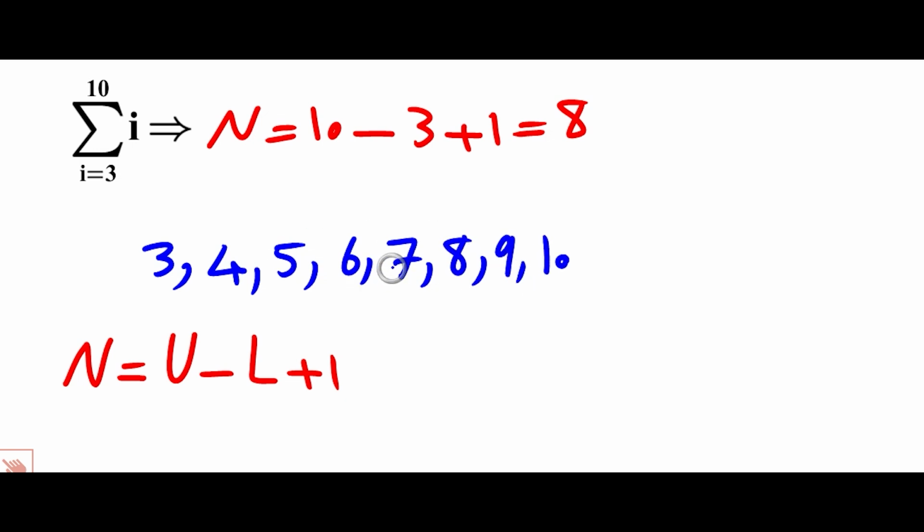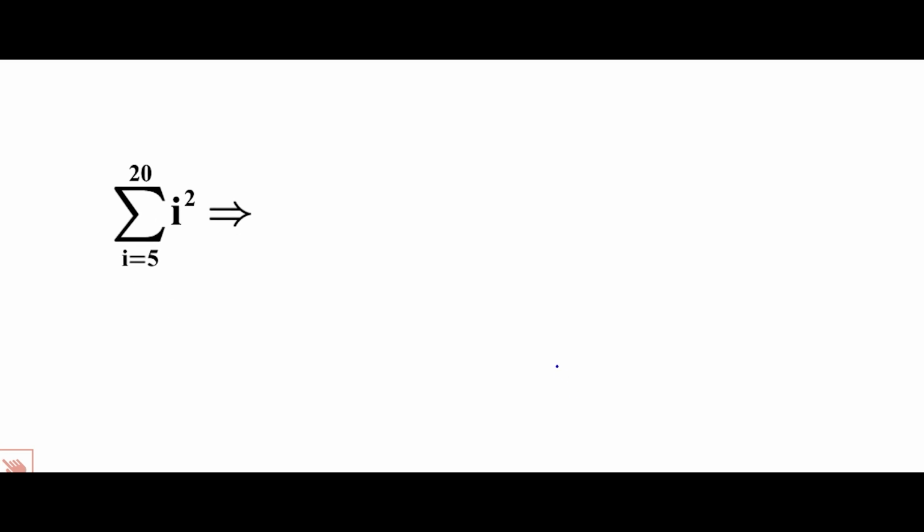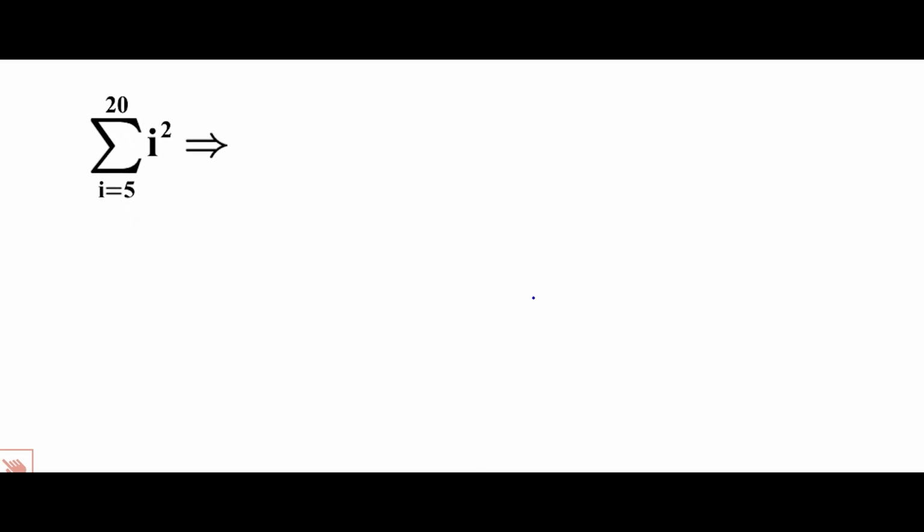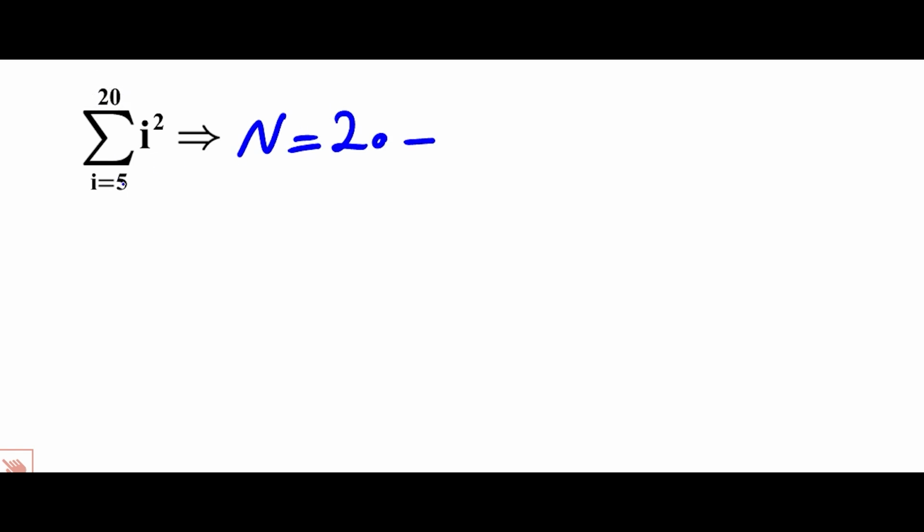There are 8 terms. Or for example, in this problem, how many terms are in the following summation? Using the formula, n equals upper limit, which is 20, minus lower limit, which is 5, plus 1, is 16 terms. Notice that the expression i squared does not affect the number of terms. The limits determine the number of terms, right?